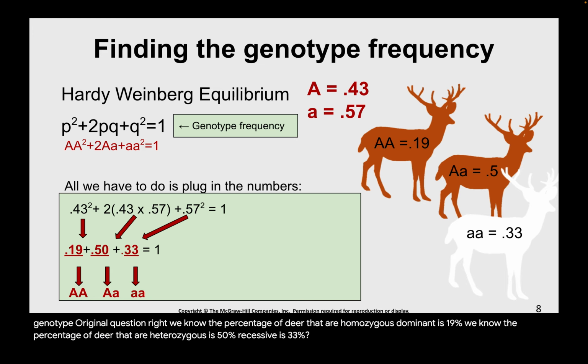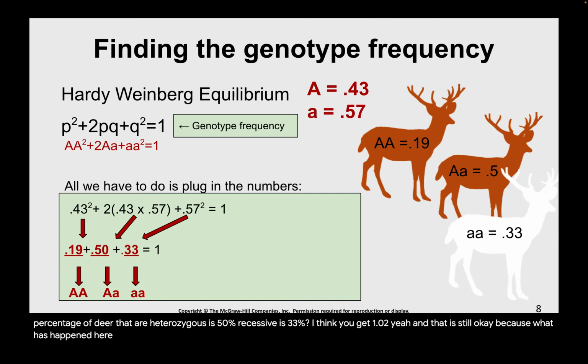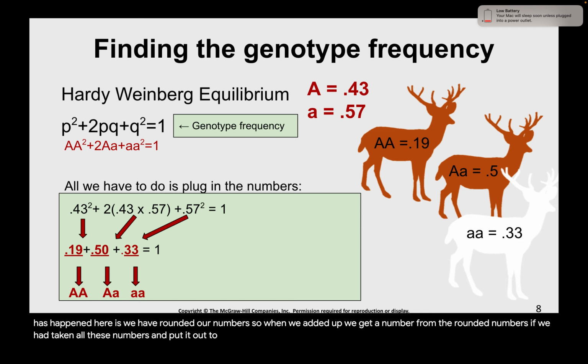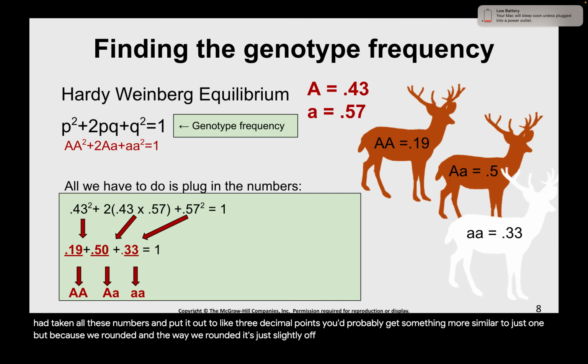Now, if you actually add up these numbers, I think you get 1.02. That is still okay, because what has happened here is we have rounded our numbers. So when we add it up, we get a number from the rounded numbers. If we had taken all of these numbers out to 3 decimal points, you'd probably get something more similar to just 1. But because we rounded, it's just slightly off, but it's still very, very close to 1.